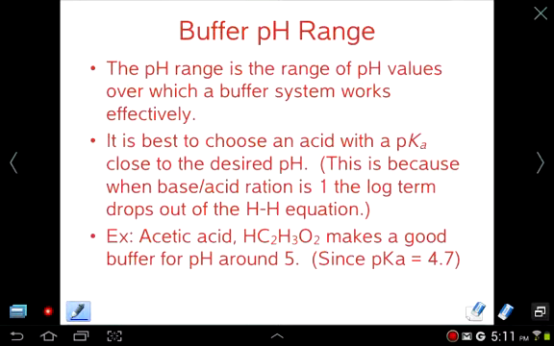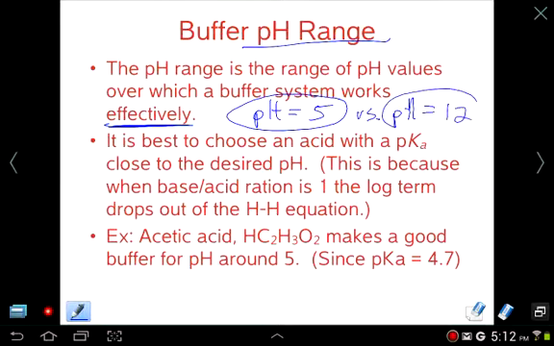Let's consider something called the buffer pH range, and this is the range of pH values over which a buffer system works effectively. If you want a buffer at a pH of 5, you have to use a special set of chemicals to create this, versus if you want a buffer at a pH of 12, you'll use different chemicals. The way to do this is you use an acid with a pKa close to the desired pH. The buffer equation looks like this: pH equals pKa plus log of base over acid.